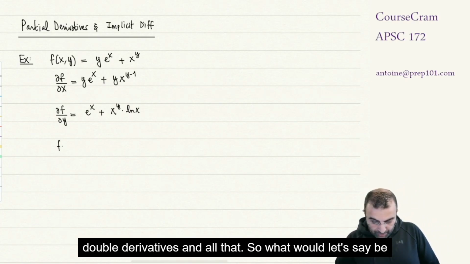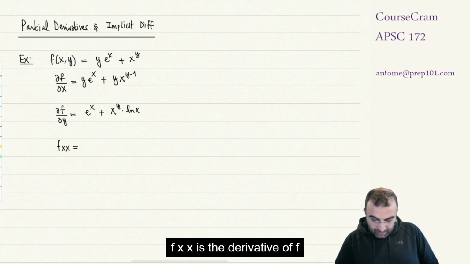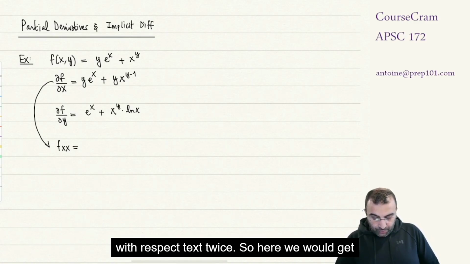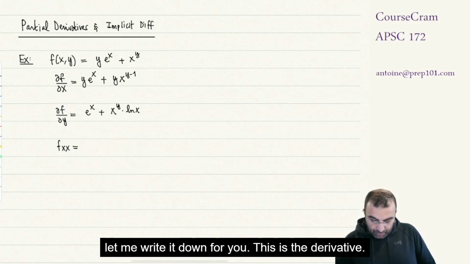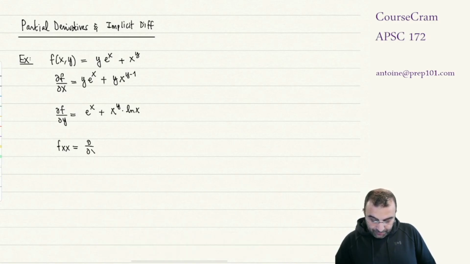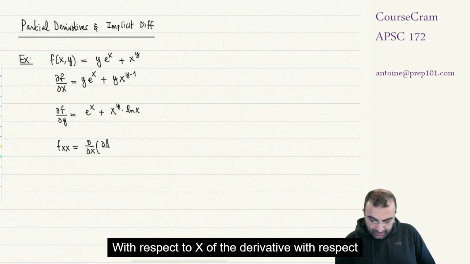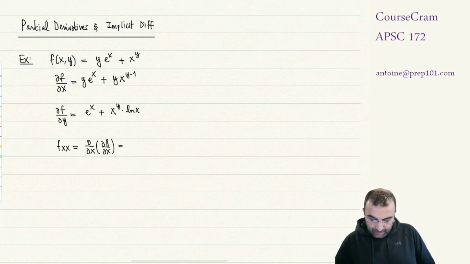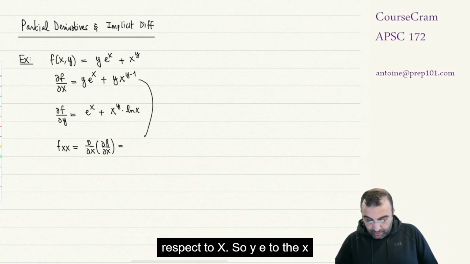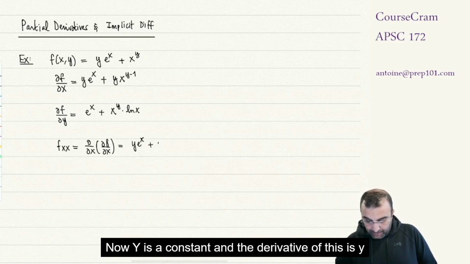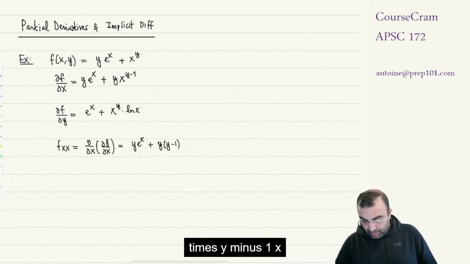So what would, let's say, be fxx? It is the derivative of f with respect to x twice. So here we would get y. Let me write it down for you. This is the derivative with respect to x of the derivative with respect to x. And that would be, we're deriving this with respect to x. So y e to the x. Now y is a constant, and the derivative of this is y times (y minus 1) x to the y minus 2.